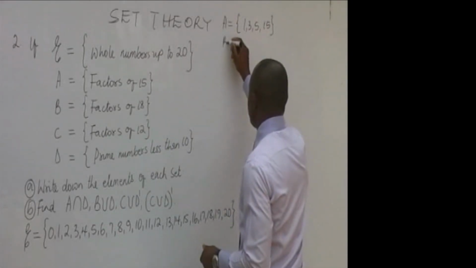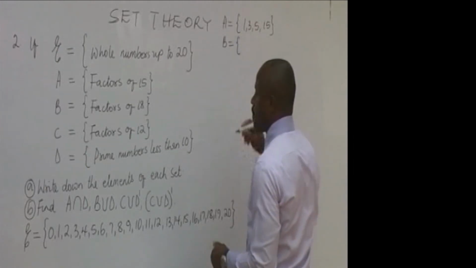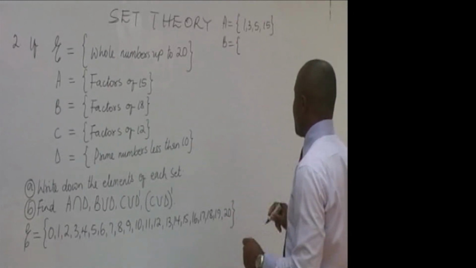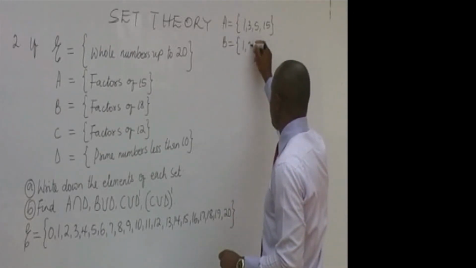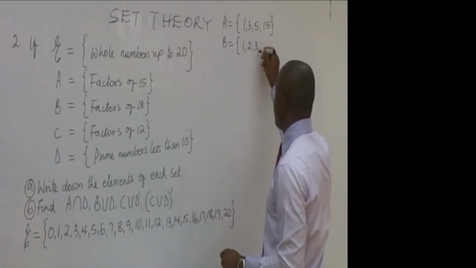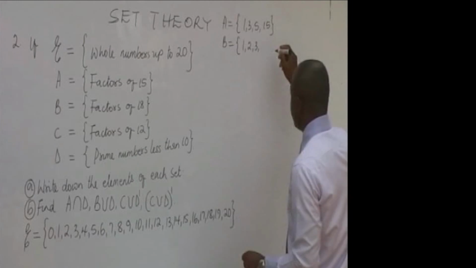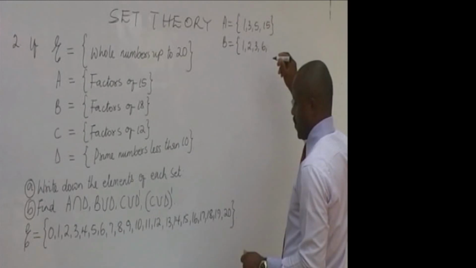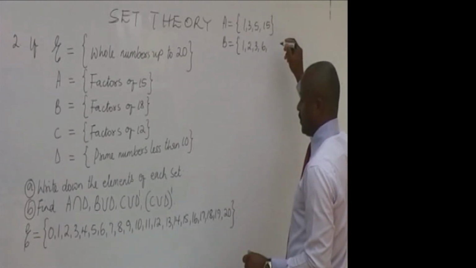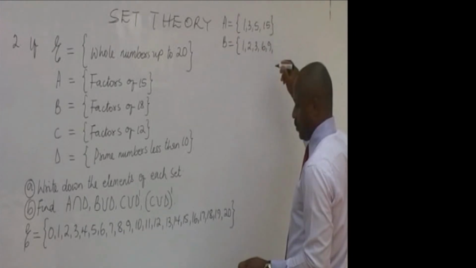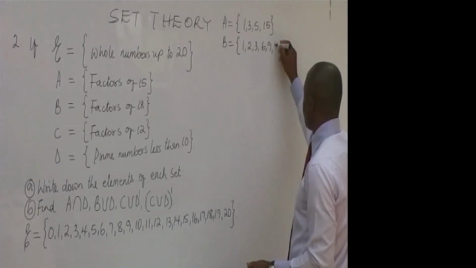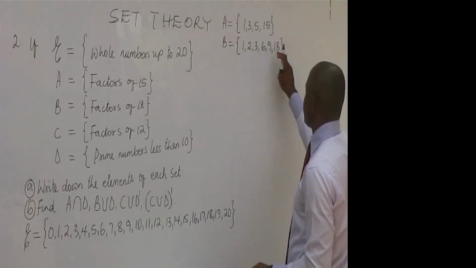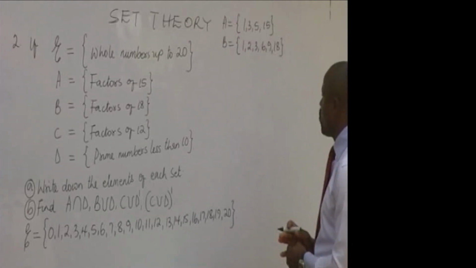Now, set B. Factors of 18. Those numbers that can divide 18 without a remainder. 1 is one of them. 2 is one of them. 3 is one of them. 6 is one of them. 9 is one of them. And 18. These are the numbers that can divide 18 without a remainder.